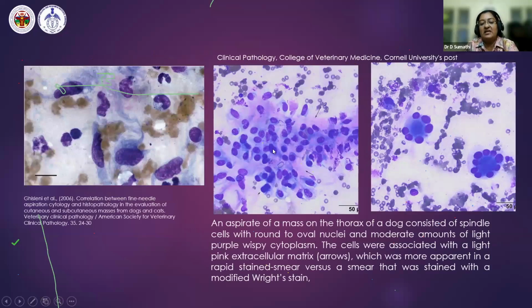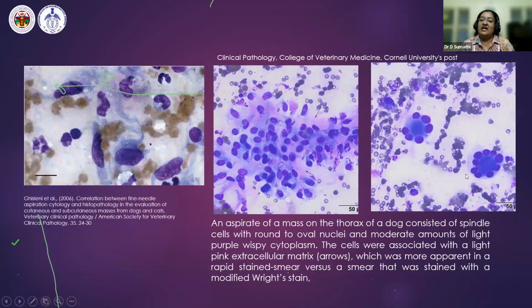These are a few of the cytology images. Again, here you can see the spindle shape of the fibroma cells, and you can also see spindle-shaped cells with round to oval nuclei and purple wispy cytoplasm, and there is a light pink extracellular matrix here and there.